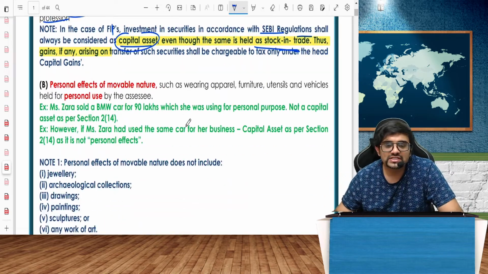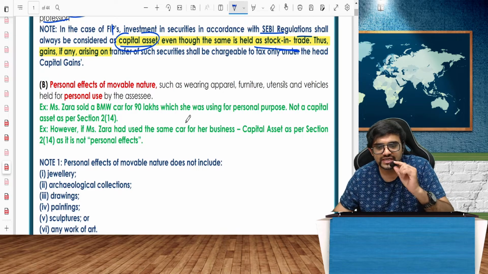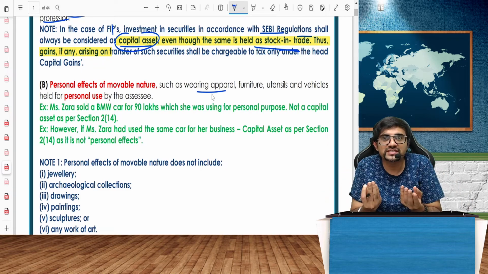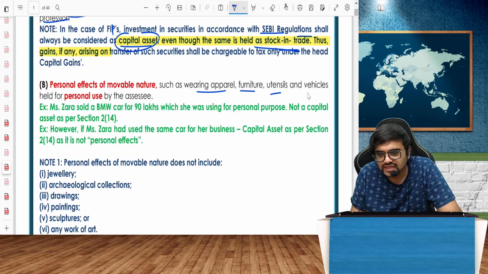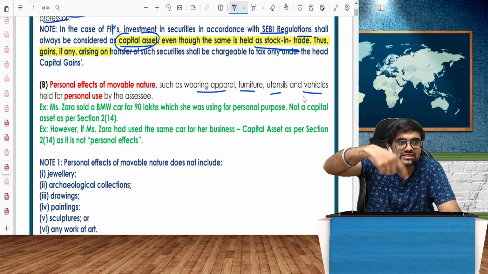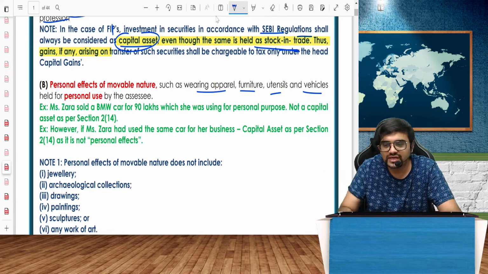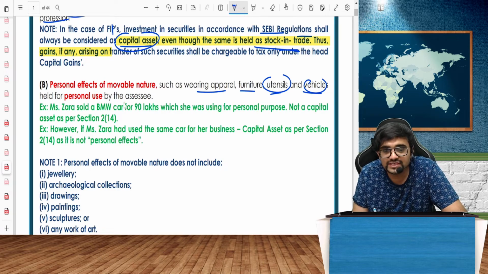Next. Personal effects of movable nature are not capital asset. Like wearing apparel, furniture, my shirt. I sell this shirt. Capital asset? Bro, come on, right? Utensils, correct? In my house, my mom will throw and shout at me, she is making sambar, she'll throw it at me. I will catch it. Is it a capital asset? No, right? Utensils, vehicles held for personal use by the assessee. All these things are not capital asset.